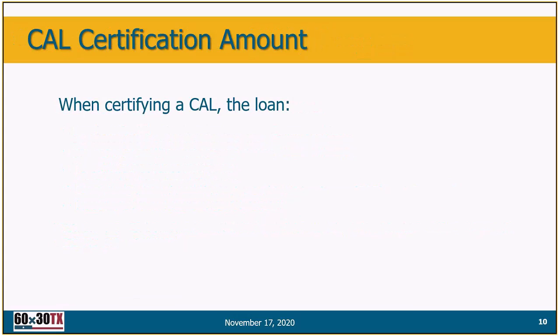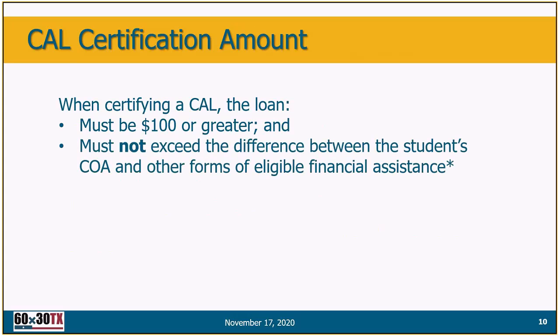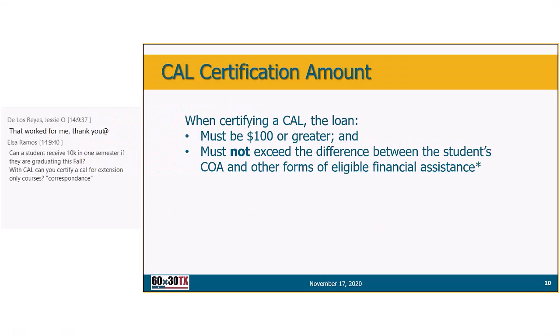Okay. So let's talk about when you're certifying the CAL. Again, additional information is available through the guidelines, but in general, the loan has to be at least $100 or greater. It cannot exceed the difference between the student's cost of attendance and then other forms of eligible financial aid assistance. So what does that include?